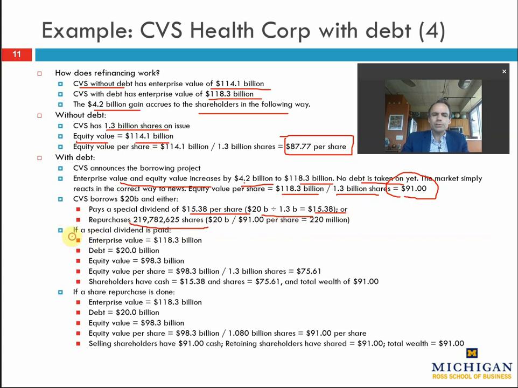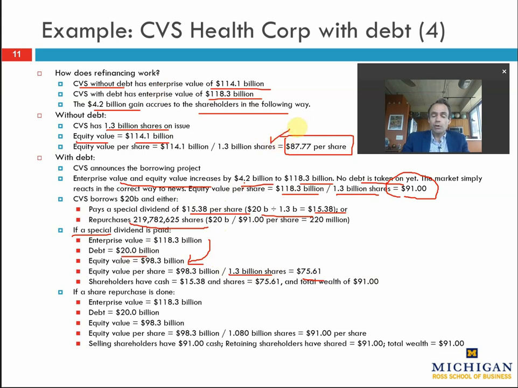If CVS goes the special dividend route and pays all the shareholders $15.38, after that dividend is paid, enterprise value will still be $118.3 billion. $20 billion cash came in from the loan, $20 billion cash went out from the dividend, debt is now $20 billion, enterprise value minus debt is $98.3 billion. There's still 1.3 billion shares at issue because that didn't change with the special dividend, and each share is worth $75.61.